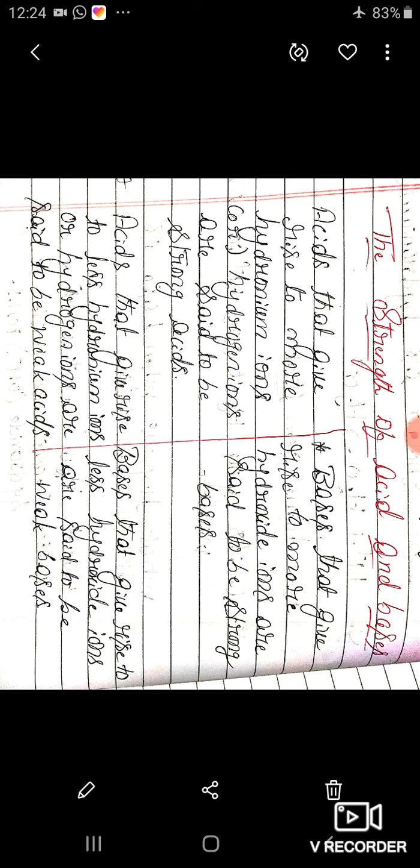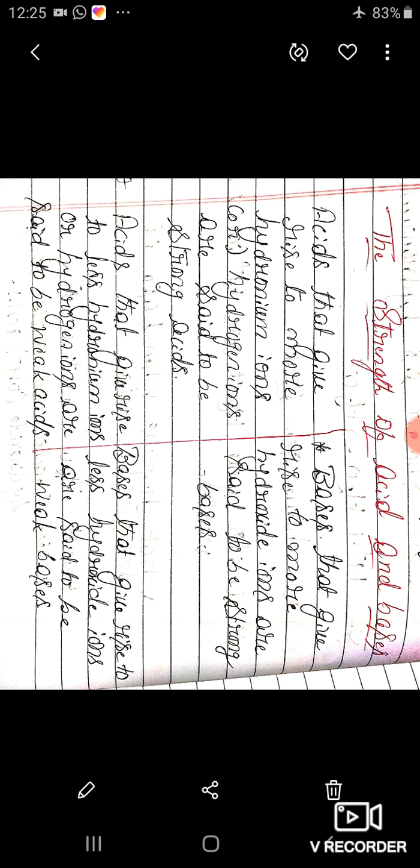The acids that give more hydronium ions or H+ ions are said to be strong acids. Bases that give more hydroxide ions or OH- ions are said to be strong bases.